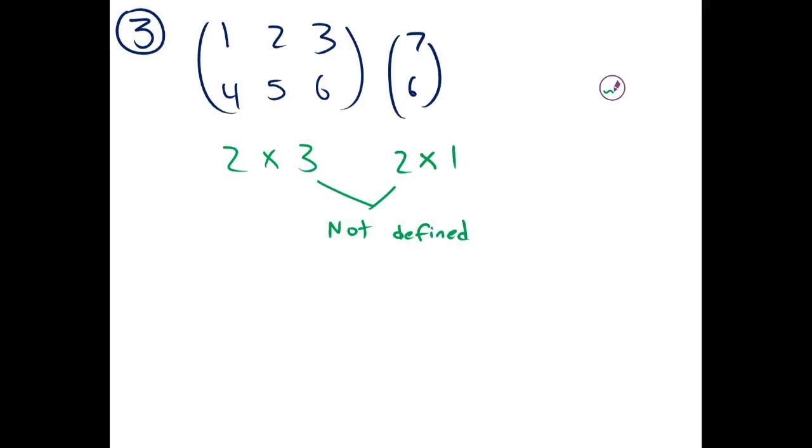Can't multiply this, and it makes sense because if we try doing the dot product between this column and that row, we get 7 times 1, and then 6 times 2, and then nothing to multiply 3 by. So it doesn't make sense to have multiplication in this case.